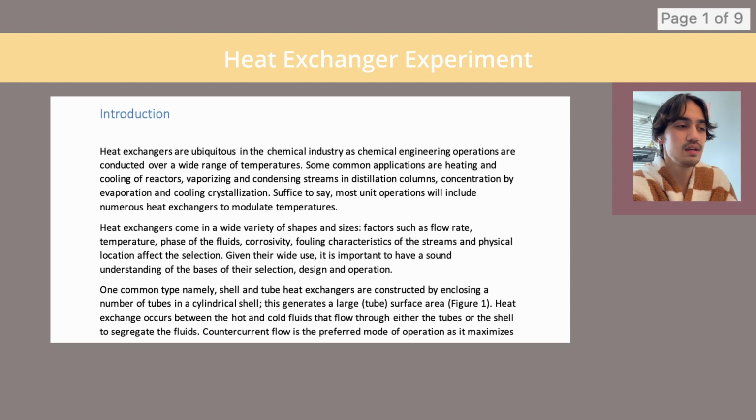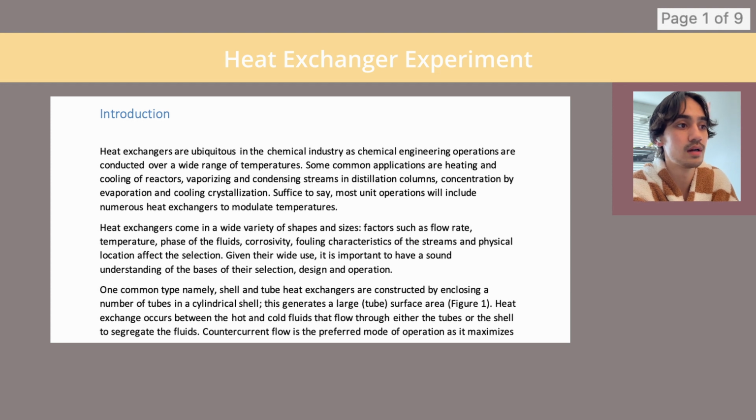Starting with the introduction. Heat exchangers are ubiquitous in the chemical industry, as chemical engineering operations are conducted over a wide range of temperatures. Some common applications are heating and cooling of reactors, vaporizing and condensing streams in distillation columns, concentration by evaporation, and cooling crystallization. Suffice to say, most unit operations will include numerous heat exchangers to modulate temperature.